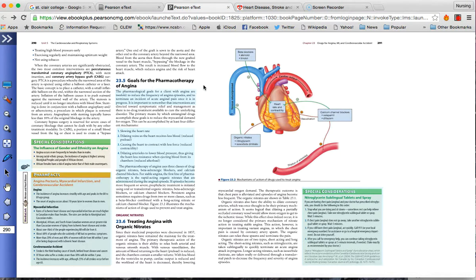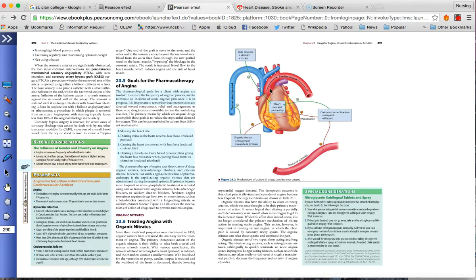Some goals of pharmacotherapy for angina. Most of the medications we're going to give are intended to reduce the cardiac workload or reduce the demands on the heart. How they do that is either by slowing the rate, dilating the arteries and the vessels in order to provide more oxygen, and then causing the heart to contract less forcefully.